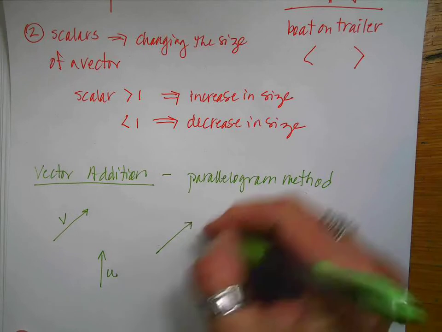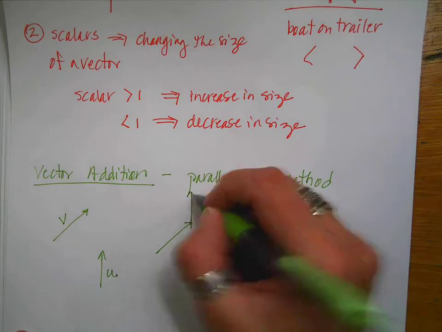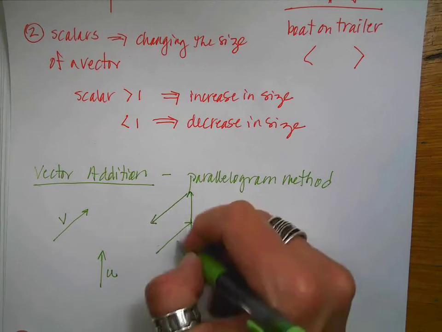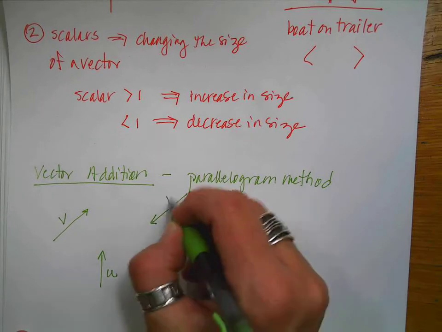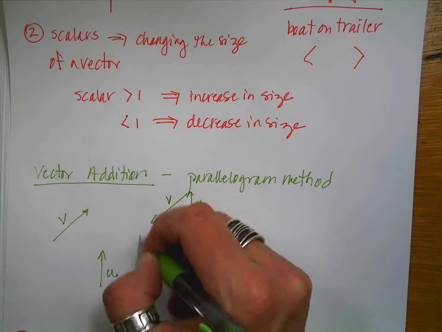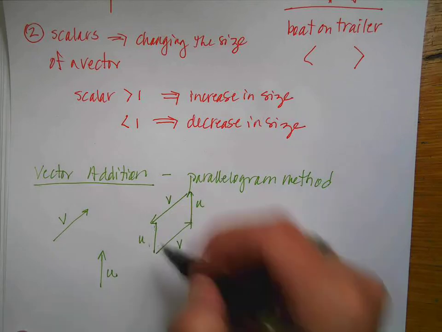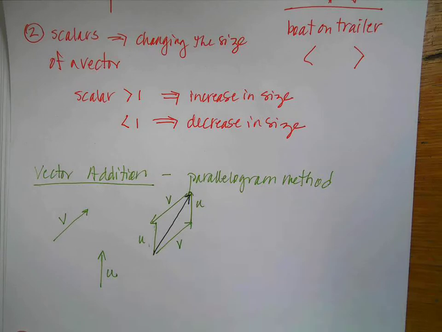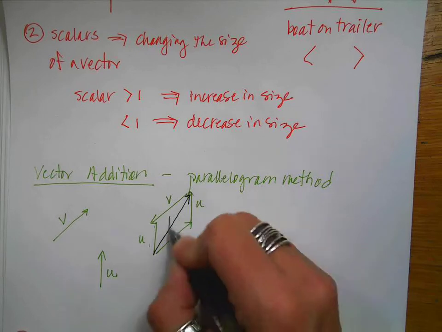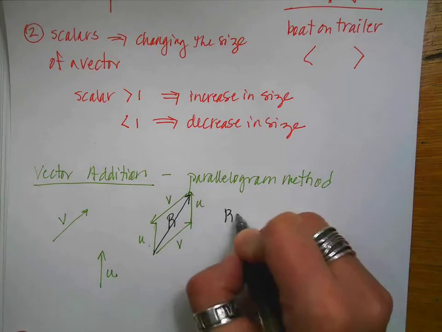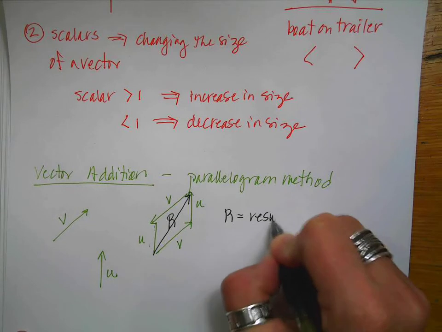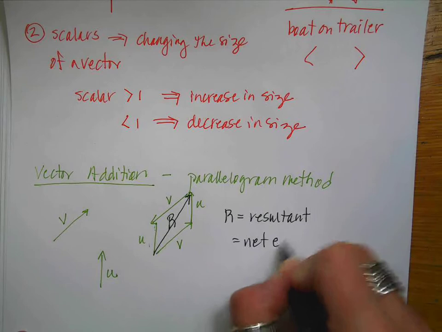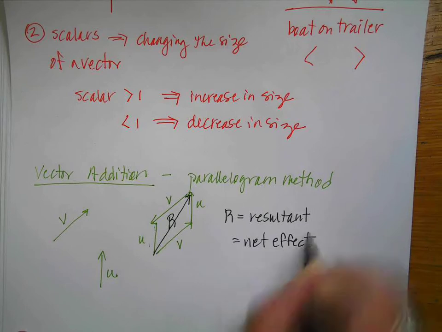So if I take vector V and I add vector U, this is V, this is U. The resultant, which is a new vocabulary word, is going to be the diagonal of the parallelogram. So the black line is our resultant, and the resultant is going to be the net effect.